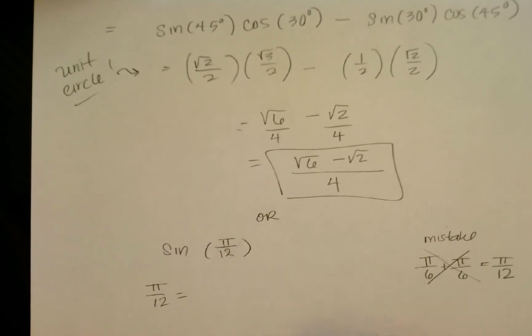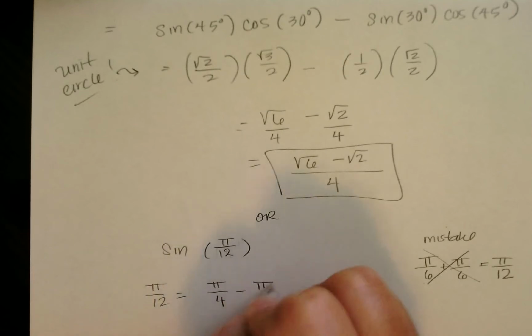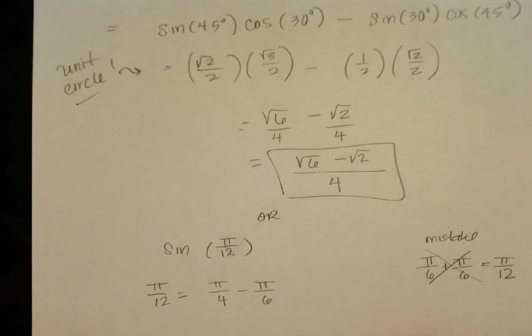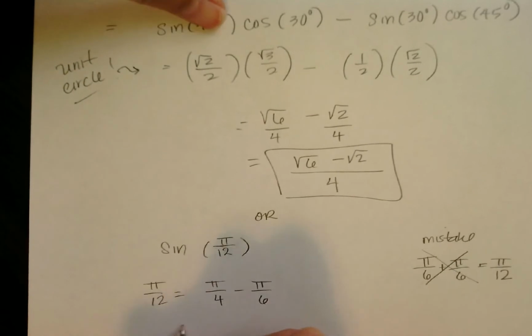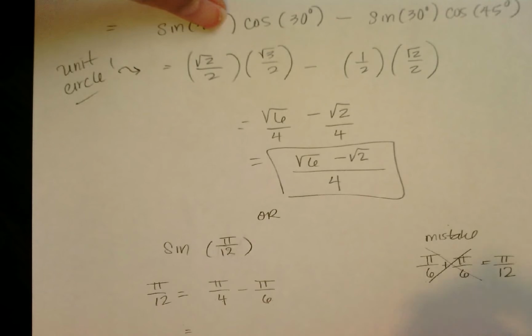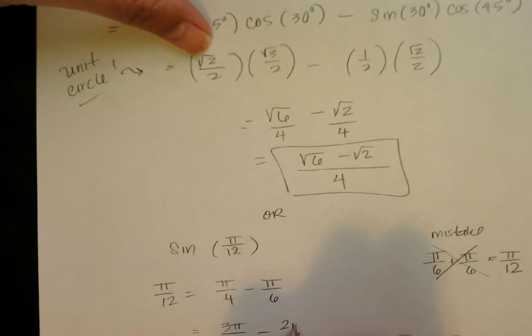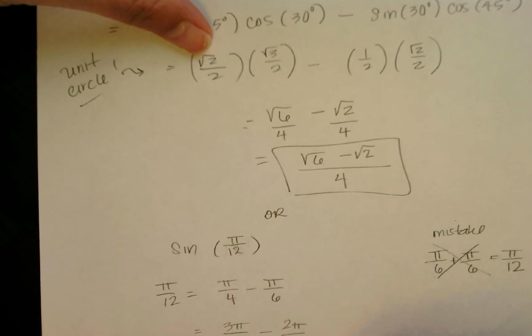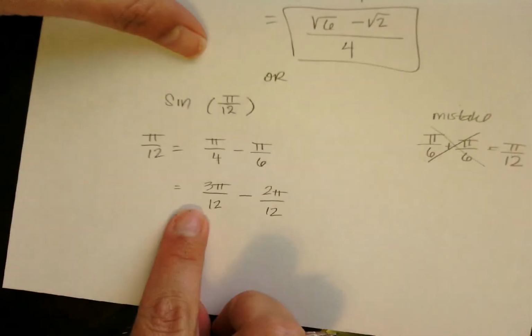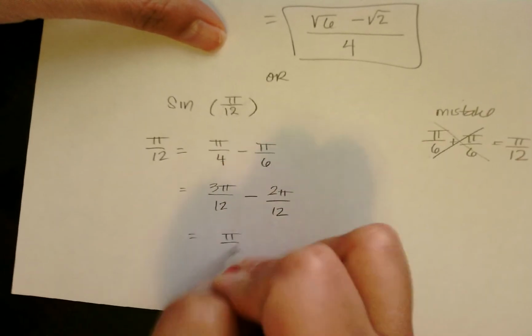Pi over 12 can be broken up as pi over 4 minus pi over 6. It's like, Sam, how was I going to know that? Well, it's going to come with practice. So this is how. If you make these guys pi over 12s to begin with, how do I make this a pi over 12, multiplied by what? 3 over 3? 3 pi over 12 minus 2 pi over 12? 2 over 2. So 3 pi over 12 is really pi over 4. 2 pi over 12 is really pi over 6. And that is pi over 12.